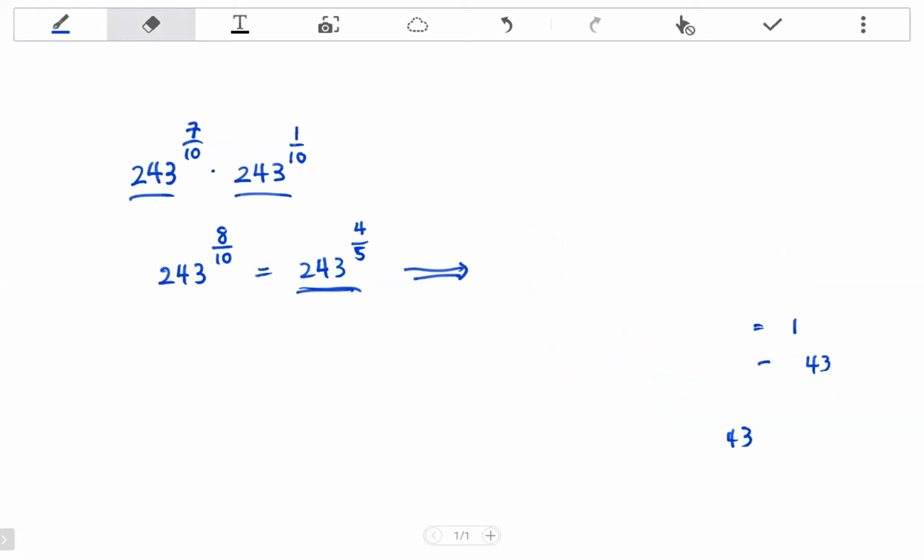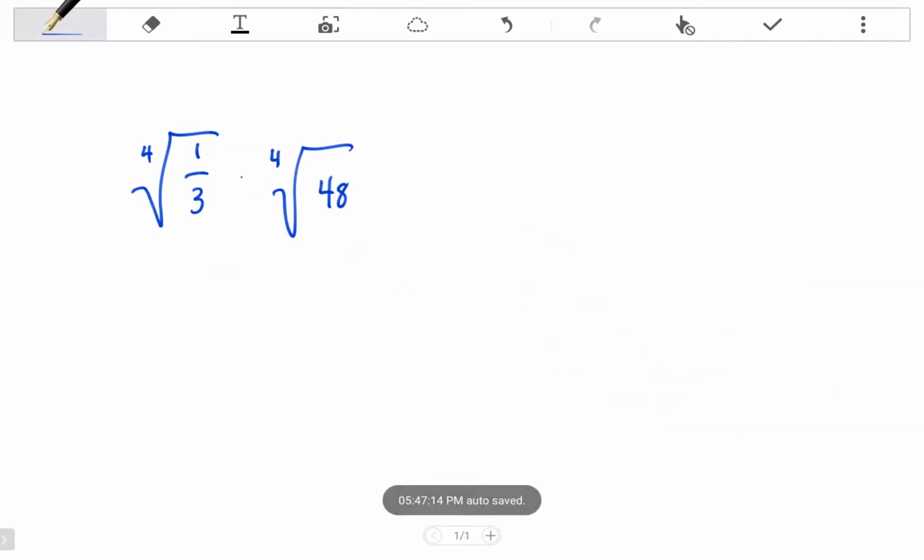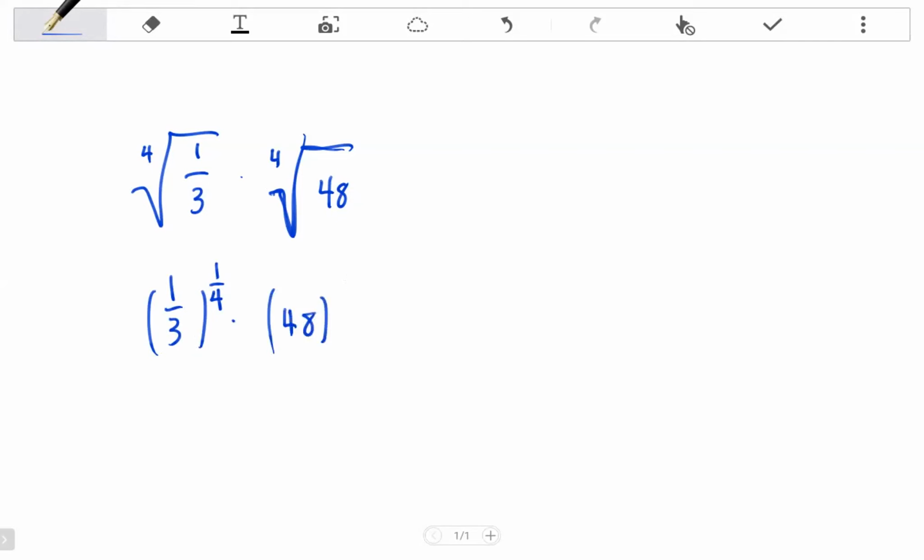Let's try one more problem, actually, with just numbers. Let's try 4th root of 1/3 times 4th root of 48. Okay. Looking at this problem, we're working with radicals. When we simplify, we want to write it in fractions, so let's change that to fractions. We can rewrite this as 1/3 to the 1/4. 48 we can rewrite to the 1/4 as well.